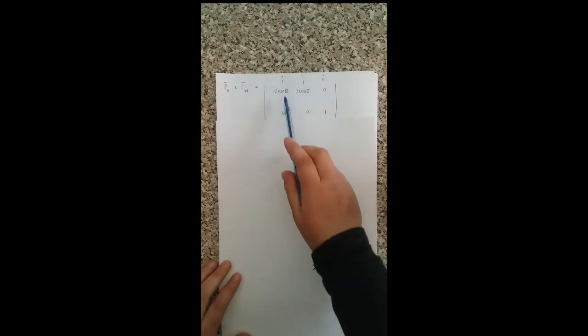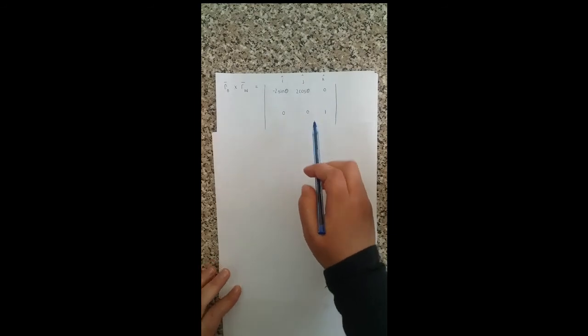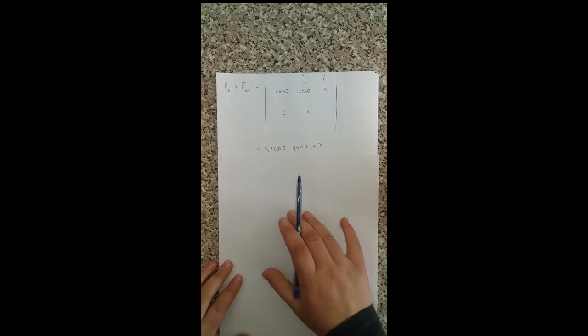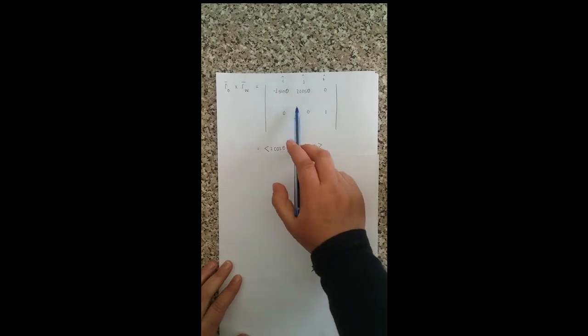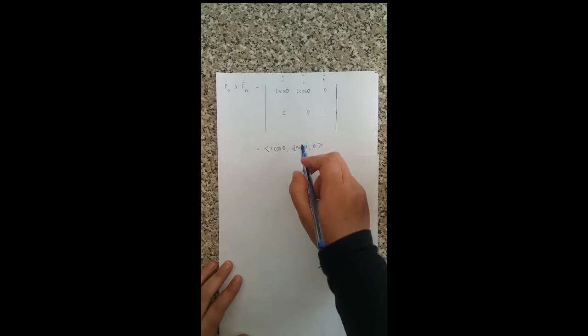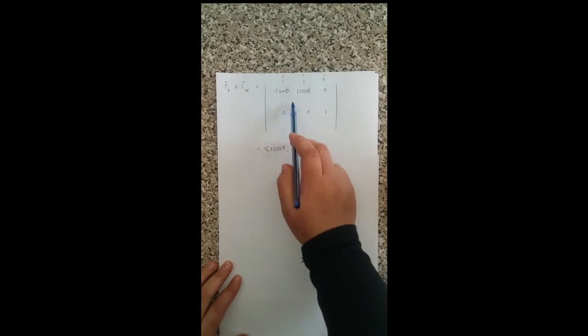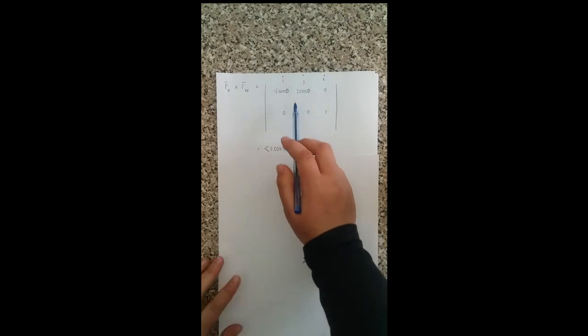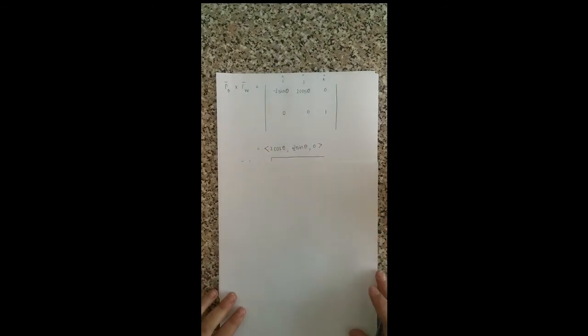To get your i cap, you just say 2 cos theta times 1 minus 0, which would just give you 2 cos theta. For our j cap, we say minus 2 sine theta times 1 minus 0 times negative 1. And that would give us 2 sine theta. And to get our k cap, we just say negative 2 sine theta times 0 minus 0 times 2 cos theta, which would just give us 0.